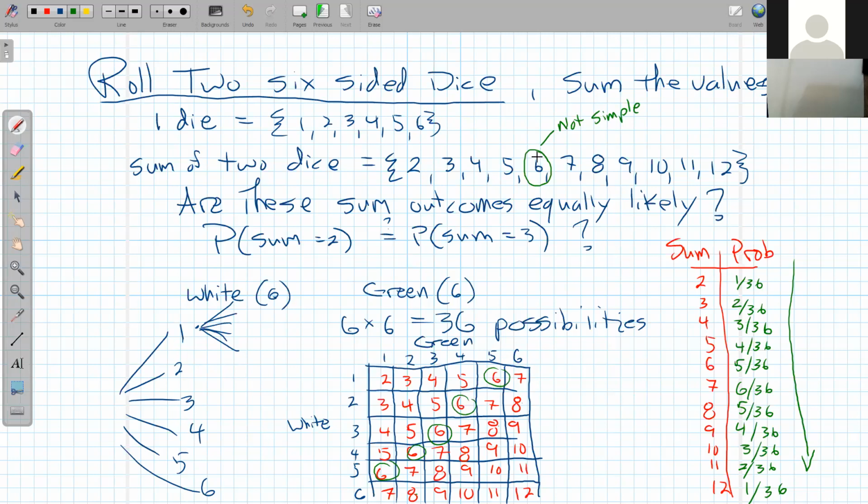If I ask, what's the probability of getting a 1 on the white die and a 5 on the green die? Well, there's only one way that could happen. So that right there is simple. That's the only way that can happen. A 1 on the white and a 5 on the green. But getting a sum of 6 is not simple. It's made up of all these other events. Is getting a sum of a 12 simple? The answer, yeah, that one's simple because there's only one way that can happen. So this one is a simple event.